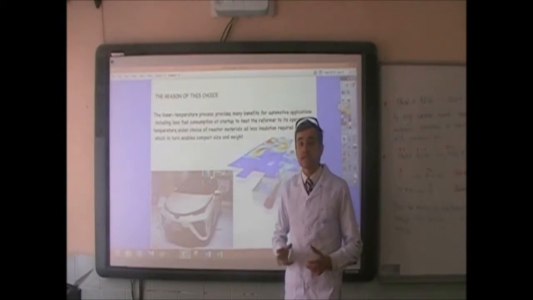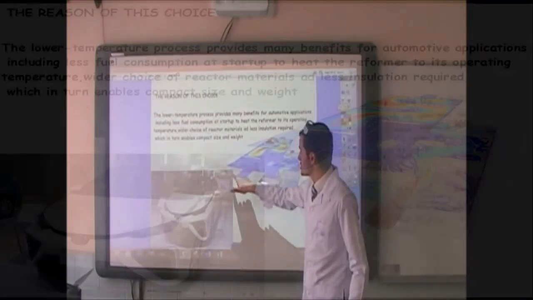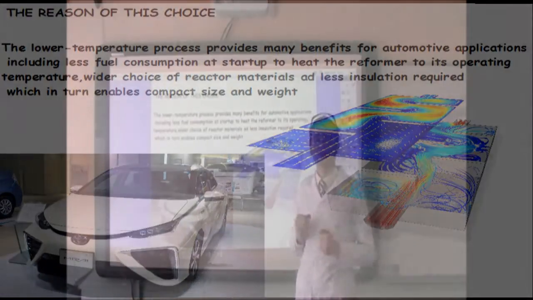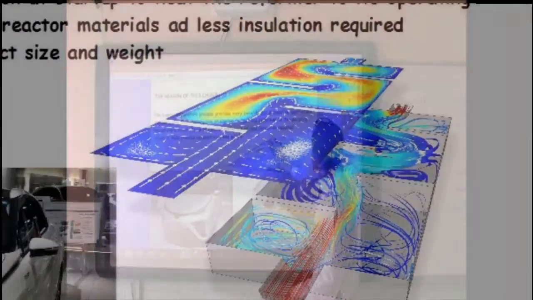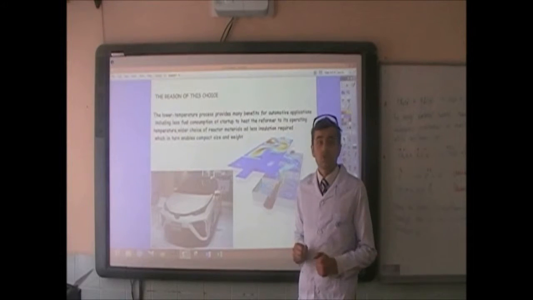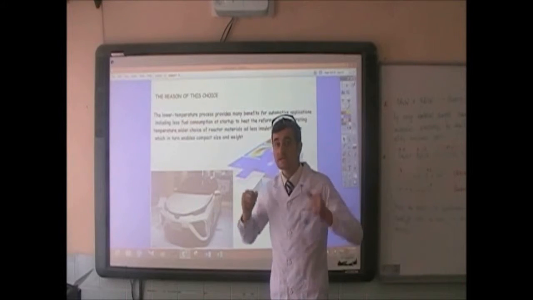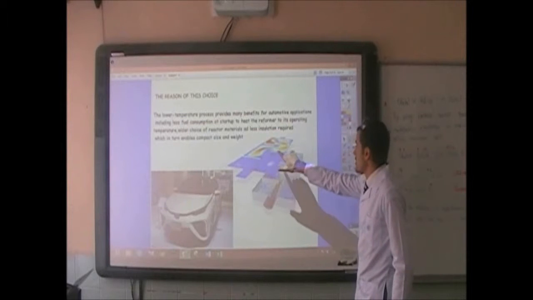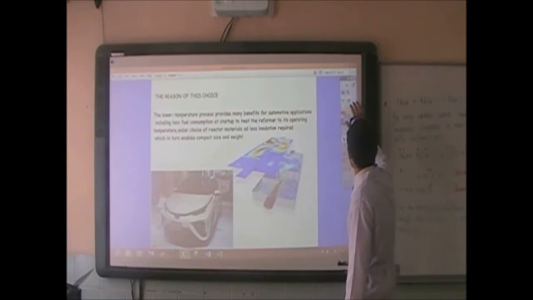The high temperature process provides many benefits for automotive applications. This picture shows the automotive application, including less fuel consumption at startup to heat the reformer to its operating temperature, a wider choice of reactor materials, and less insulation required, which in turn enables compact size and weight. I'm going to the next page.